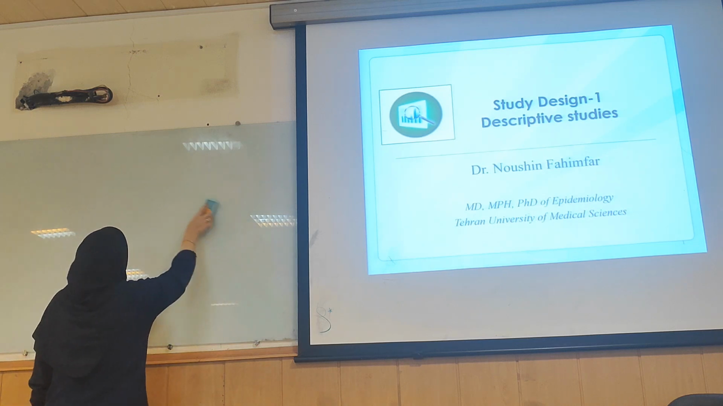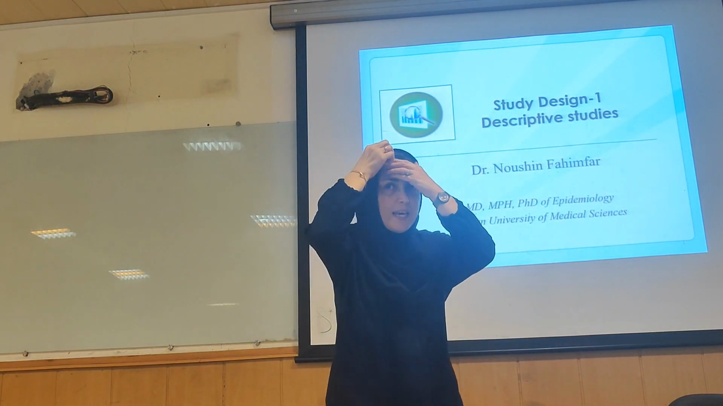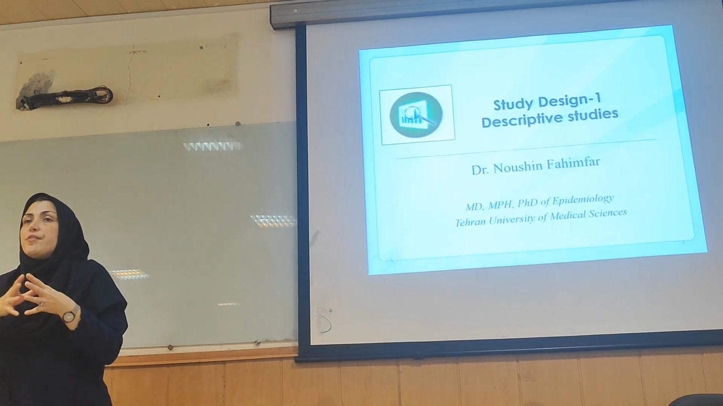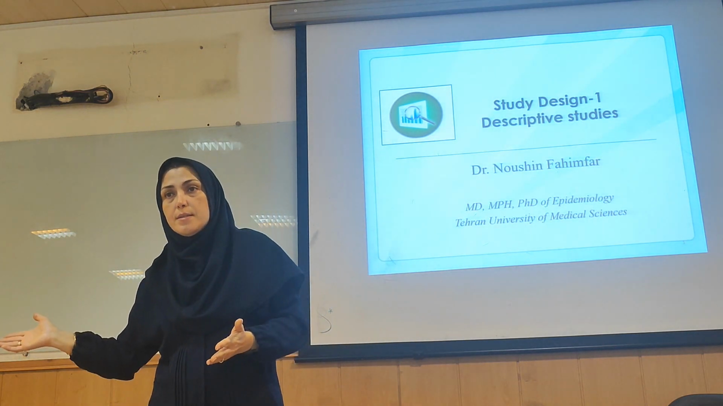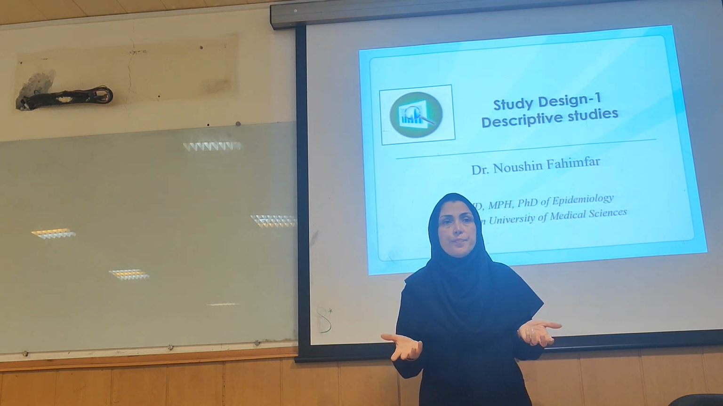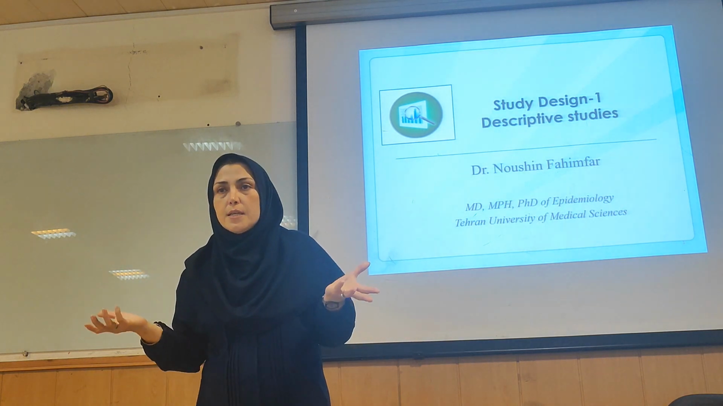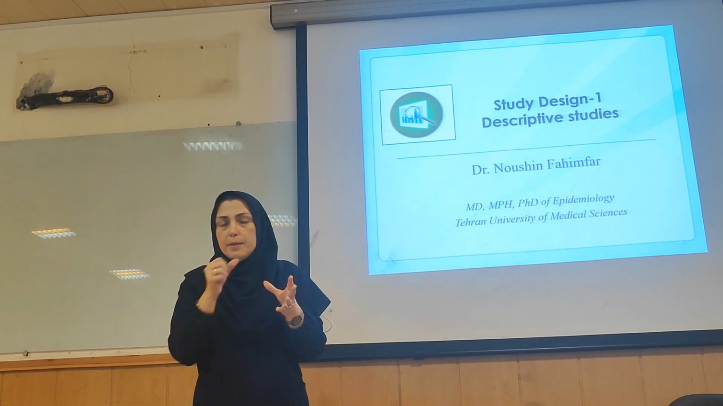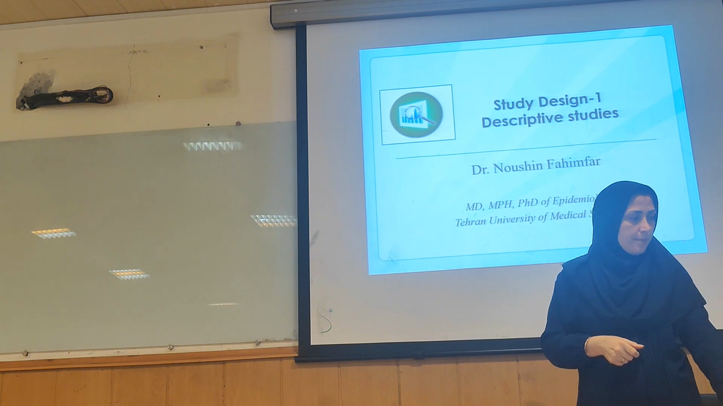We have reviewed some measures, but how can we calculate these measures? How can we find if there is any association between, for example, a risk factor and a disease? We should develop some studies. From this session, we want to review different types of studies that we can develop and explain our situation regarding different diseases.